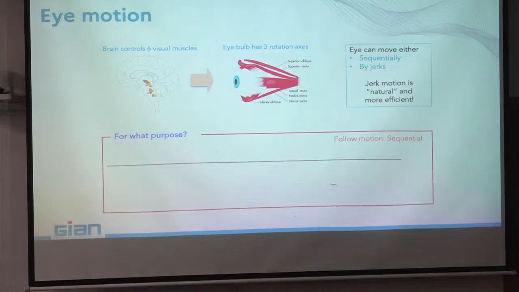Now you have a line. And now you have a car. I see you. Once you locate the car, the jerks allow you to locate the car very rapidly. Then you fix it and you follow the car with a sequential motion.